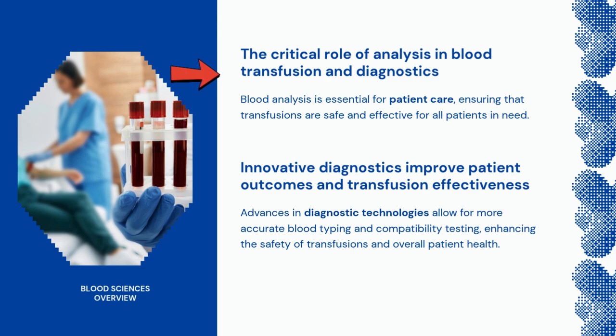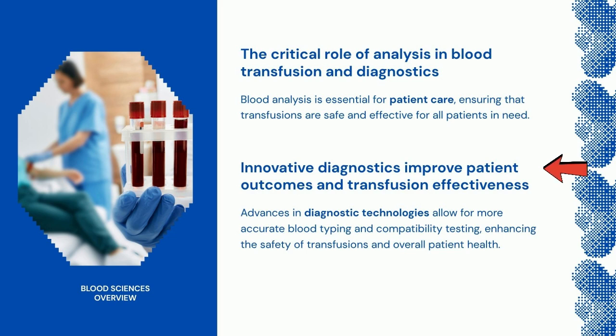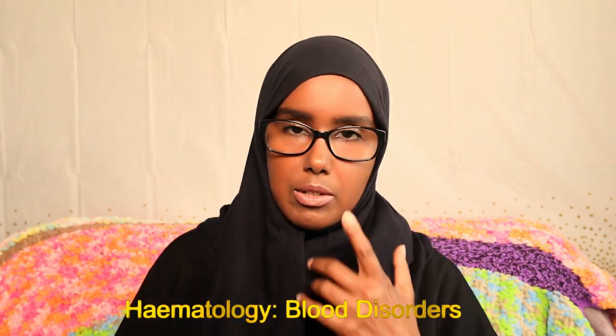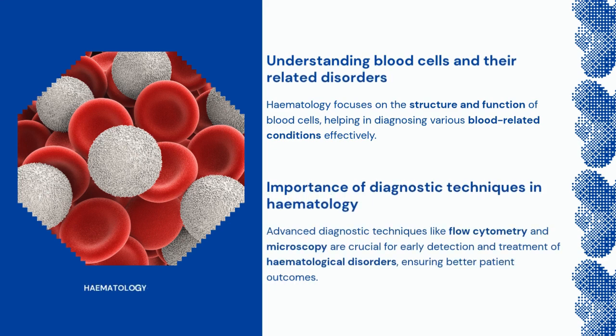Advanced technologies are important, because that will make sure that blood typing and compatibility testing are done for safe transfusion and overall patient health. Haematology involves studying the blood cells and their related disorders. It focuses on the structure and function of the blood cells. That way it will help in diagnosing various blood-related conditions effectively. Diagnostic techniques are very important. For example, flow cytometry and microscopy are all crucial in early detection of disorders, and also the treatments for a better patient outcome.